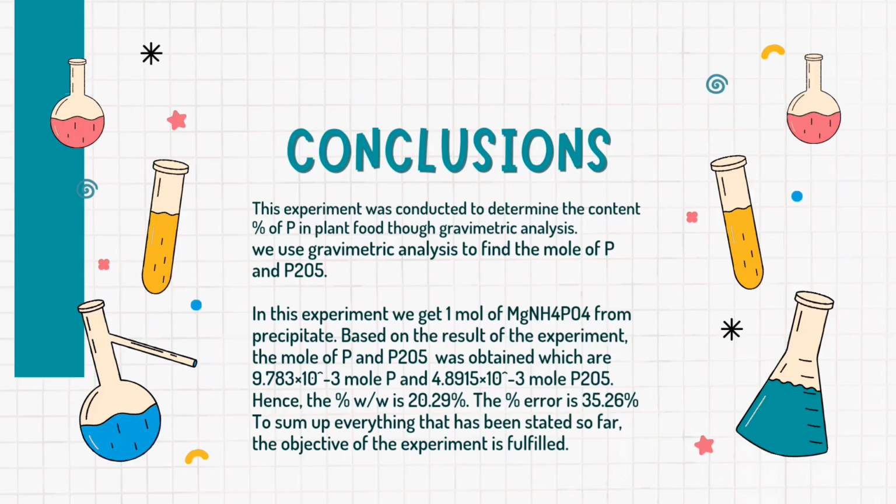Conclusion. This experiment was conducted to determine the percent content of P in plant food through gravimetric analysis. We used gravimetric analysis to find the mole of P and P2O5. In this experiment, we get 1 mole of MgNH4PO4 from the precipitate. Based on the result of the experiment, the mole of P and P2O5 was obtained. To sum up everything that has been stated so far, the objective of the experiment is fulfilled.